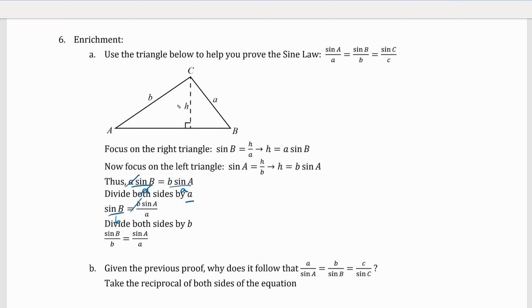Similarly, if we drop the perpendicular line this way, perhaps you can redraw this triangle, you can also prove that sine A over a equals sine C over c. You can try that yourself.